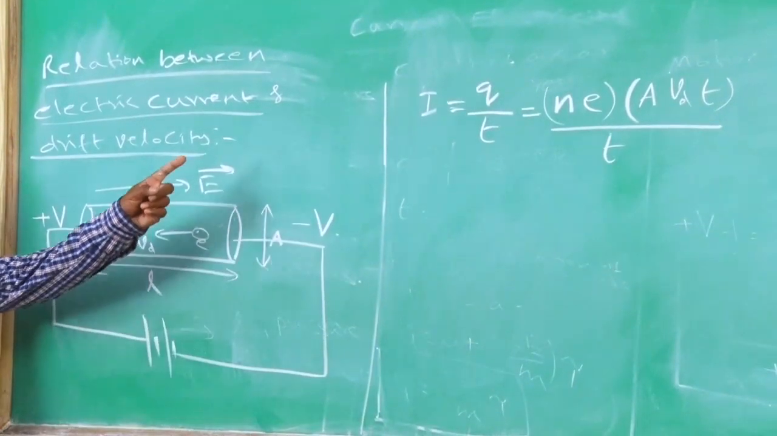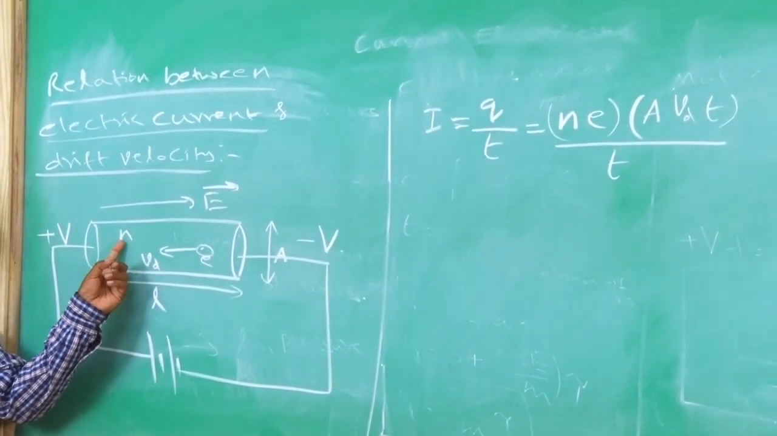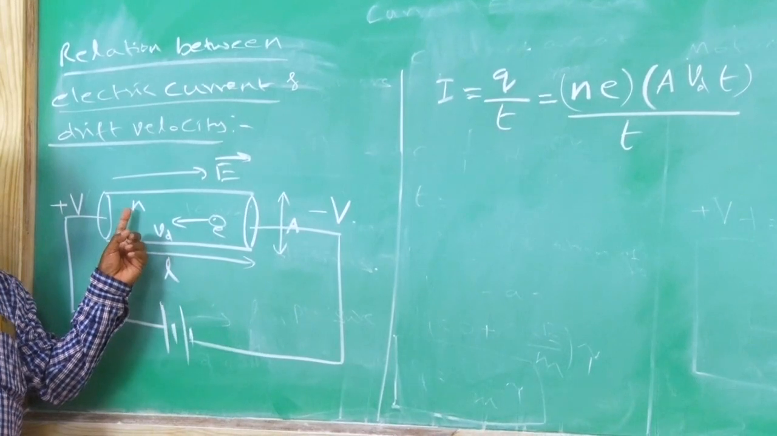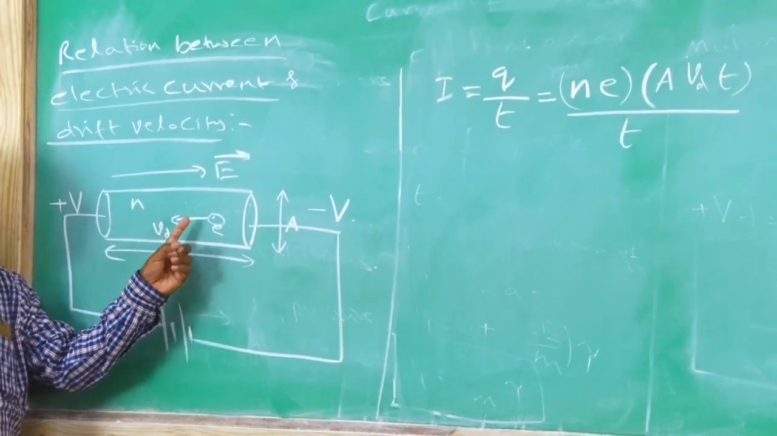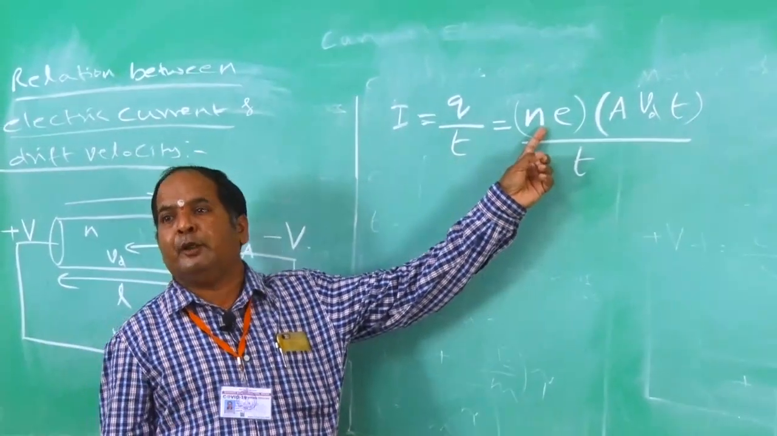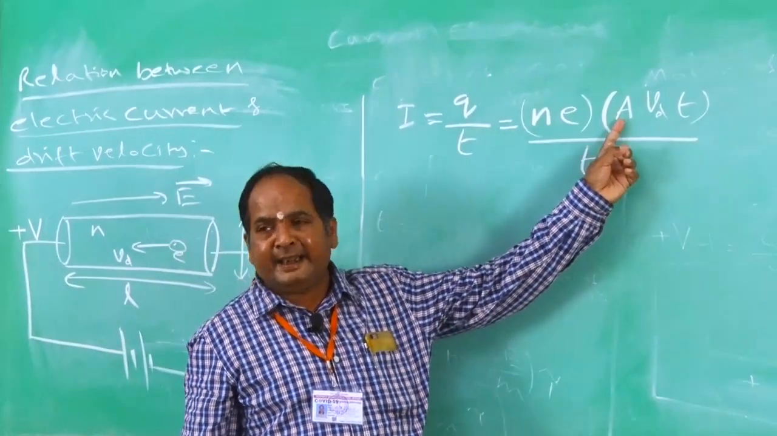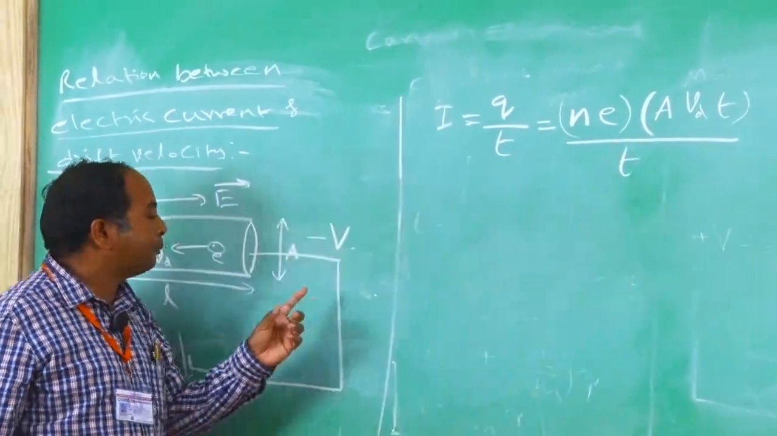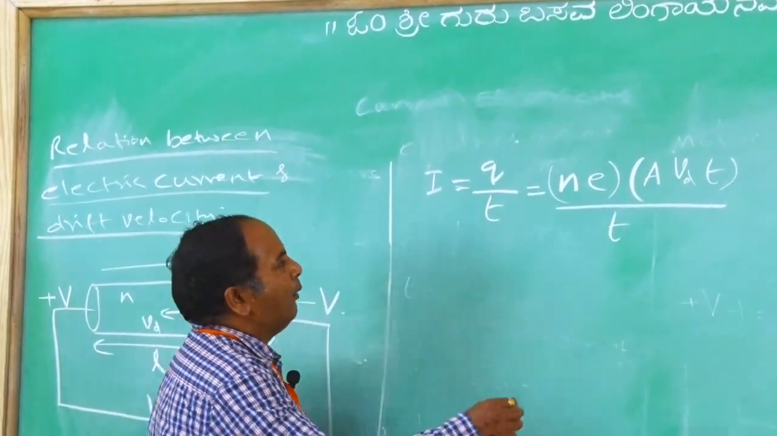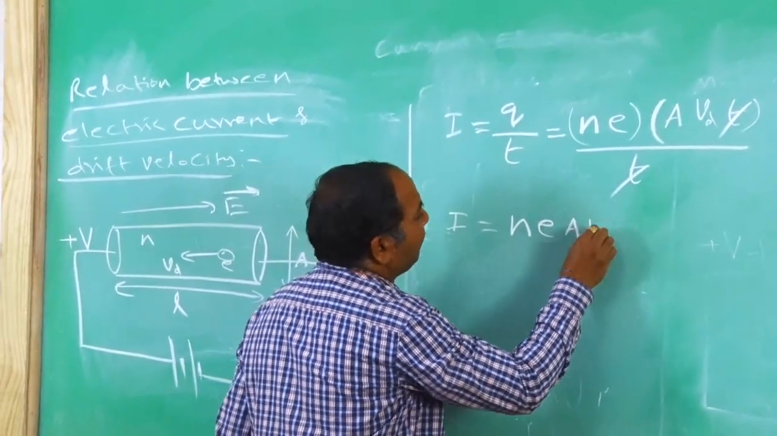Carefully observe here. Q means total charge. N is the electron density, and e is the charge of each electron, so the charge per unit volume becomes N into e. Here we are calculating per unit volume, so total volume means area into length. Area is A, length is speed into time, speed is Vd and time is T. Now if T cancels, then we may write I is equal to NeAVd.